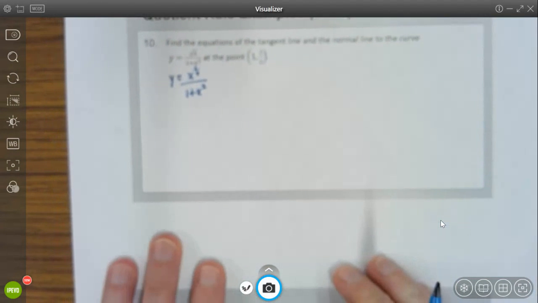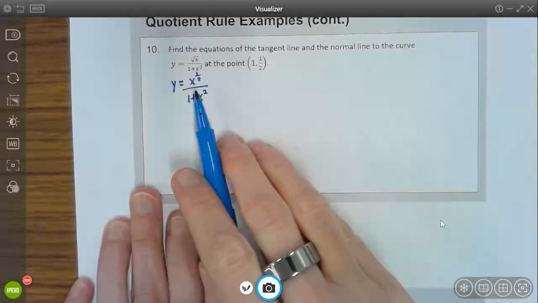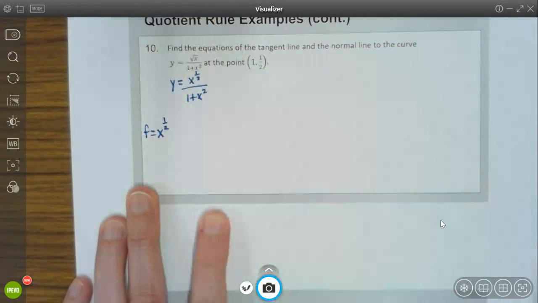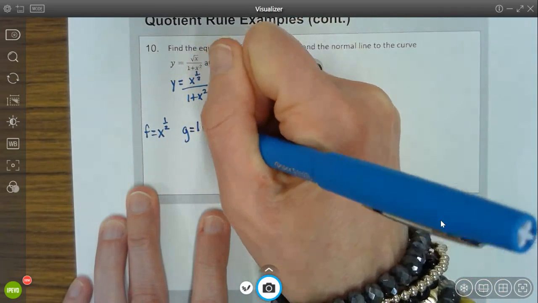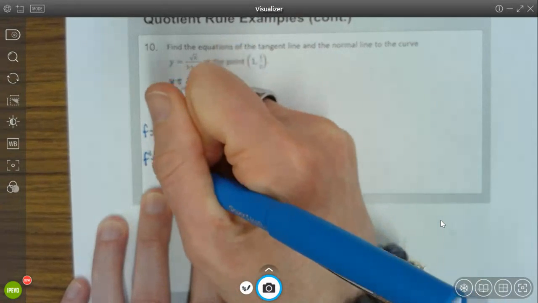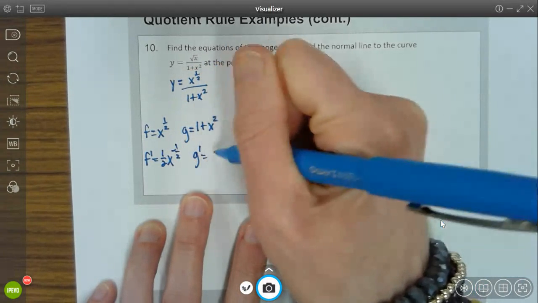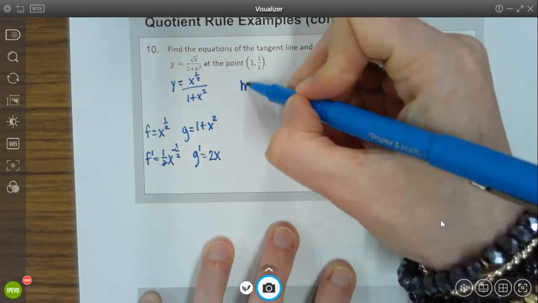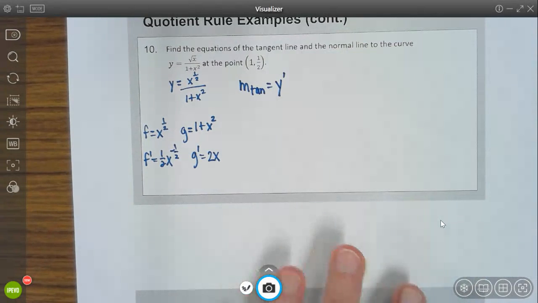And then I can go ahead and identify the parts for my quotient rule. So again, for the quotient rule, I'm going to define f as the top piece. And I'm going to use it in that exponent form. I'm going to define g as the bottom piece of that fraction. I'm going to find f prime by taking the derivative, applying the power rule. And I'm going to find g prime by using my power rule here. When I go to find the slope of my tangent line, remember the slope of our tangent line is the value of the derivative at that point.